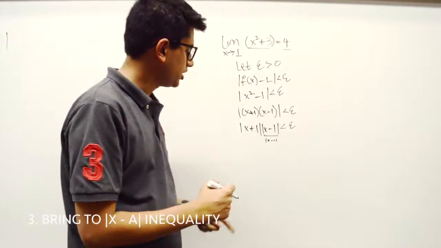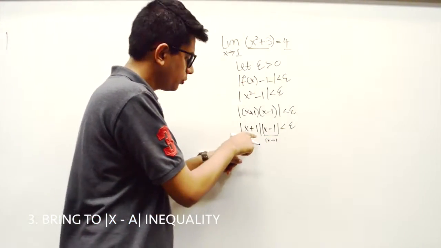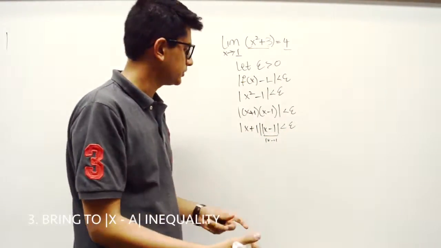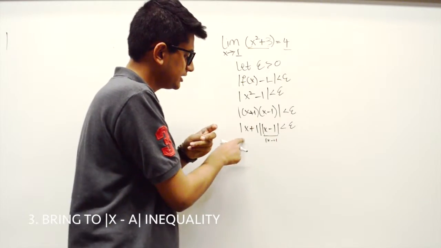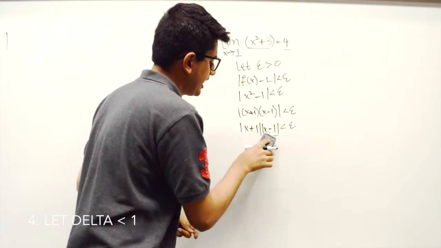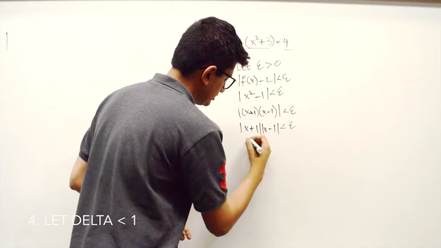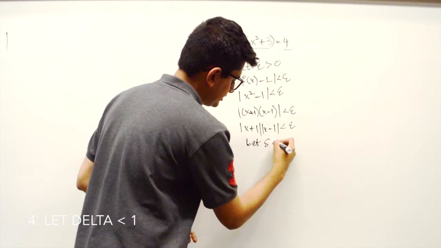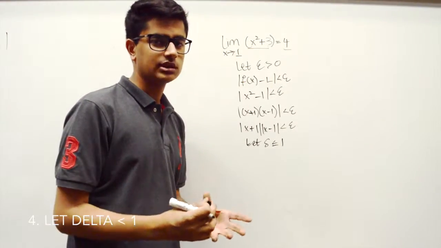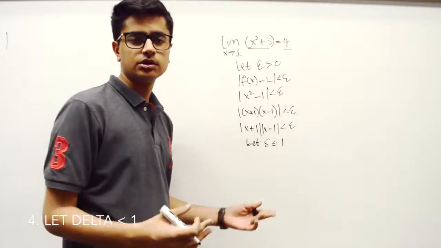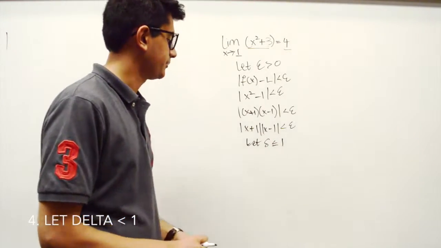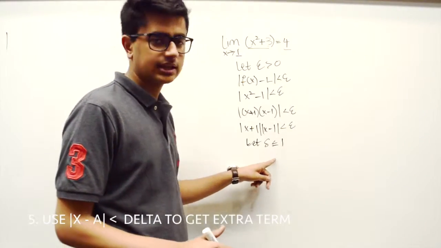The |x - a| term is there, but we also have an extra term with x plus 1, and we cannot simply divide both sides by x plus 1 and be done with it. We need to define some sort of constant for x plus 1. So here we move on to the next step in the list of instructions, and we let delta be smaller than or equal to 1. And like I said before, this is just an arbitrary number, a sufficiently small number. You can pick any number lower than 1, but it's easier to go with 1 because it simplifies your calculations by a significant amount. So we let delta be smaller than or equal to 1.